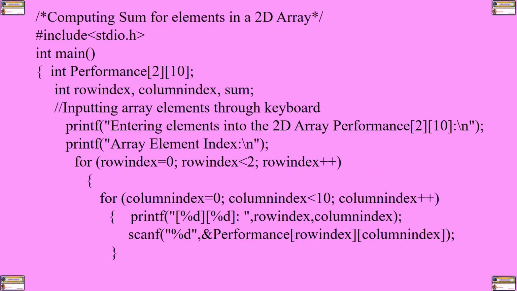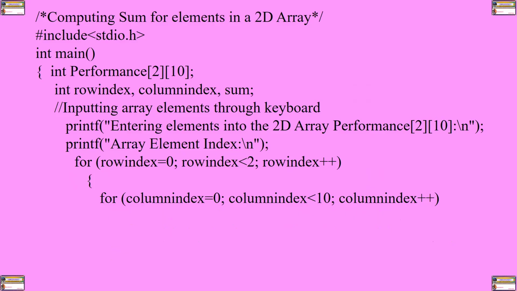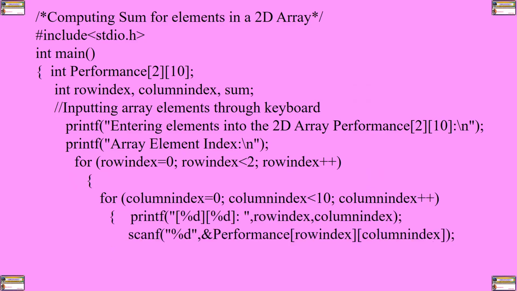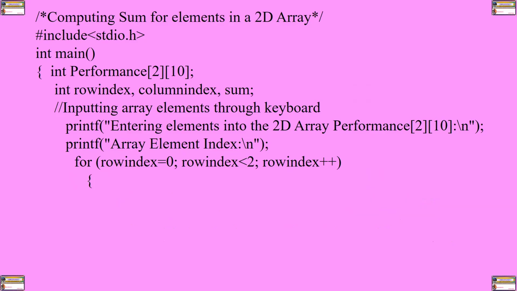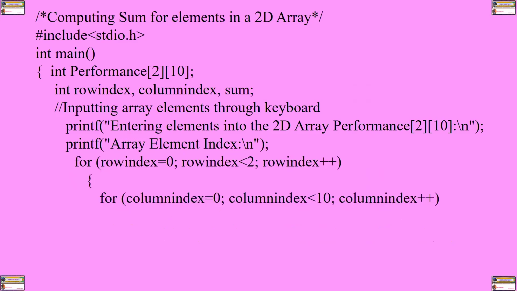And once that is done, and the value of column index is more than 9, the condition will be checked. Is 10 less than 10? No. So this loop will be exited, and then the processor will increment the value of row index by 1. So 1 plus 1 will be 2. It will then check, is 2 less than 2? No. So that means that this loop will be exited completely.